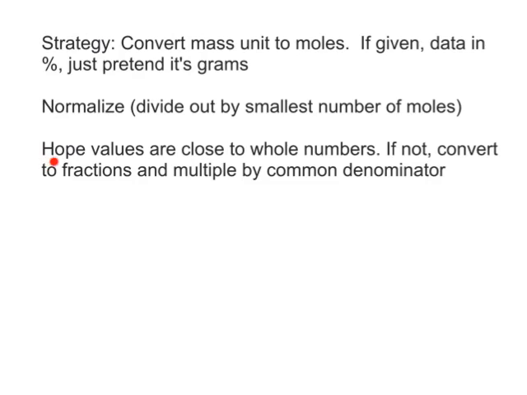At that point, you're going to hope after normalization that your values are really close to whole numbers. If not, we're going to need to look for what those fractions would be. If it's a decimal, what fraction it is, so that we can multiply out by the common denominator. So that's going to be our strategy. Convert mass units to moles, divide out by the smallest number of moles, hope that we've got whole numbers. If not, convert to fractions.